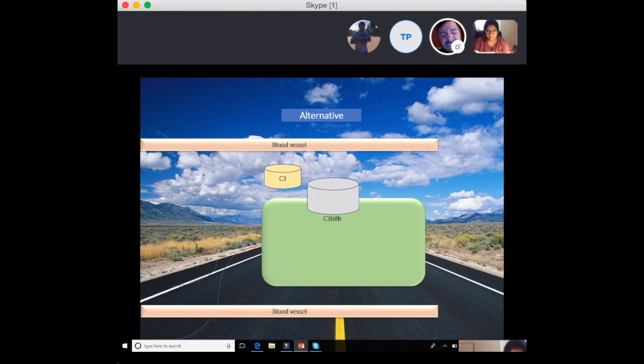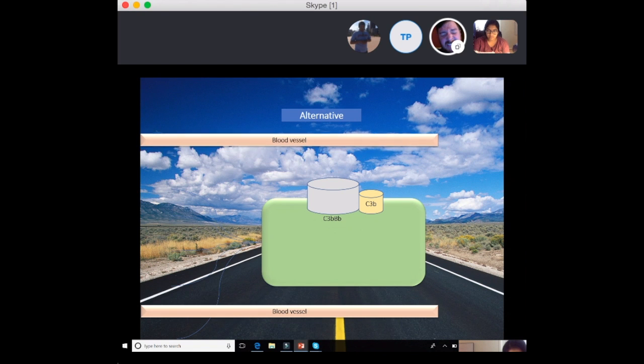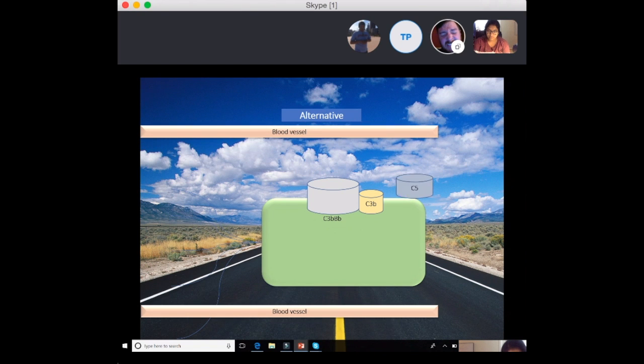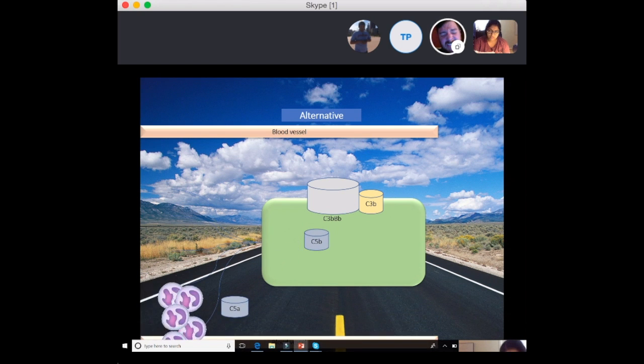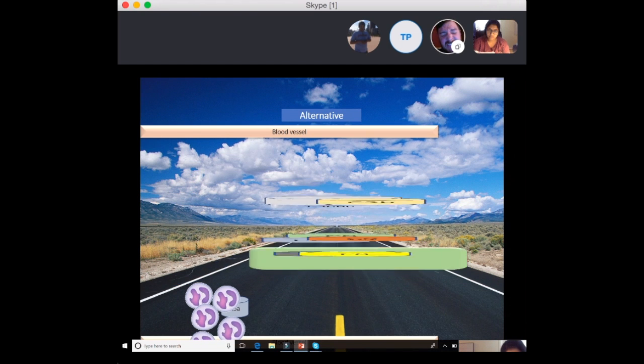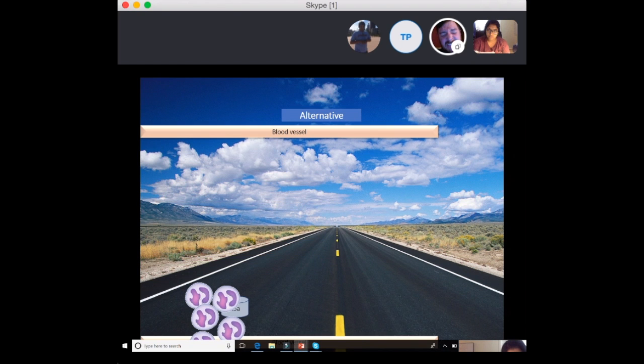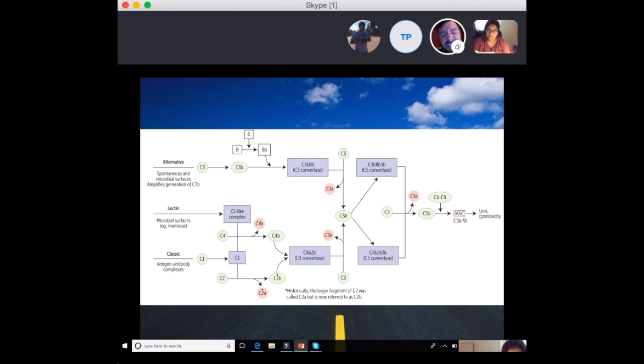And then this is when we get C3 again, it splits off, we're going to have vasodilation, then C5 is going to come in and split, and it's going to cause vasodilation, and then we're going to have neutrophil chemotaxis, and then the membrane attack complex will be formed once again. Boom, we get apoptosis. So that's the alternative pathway.